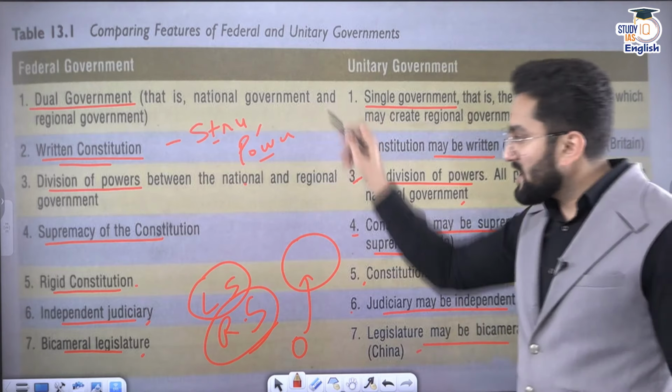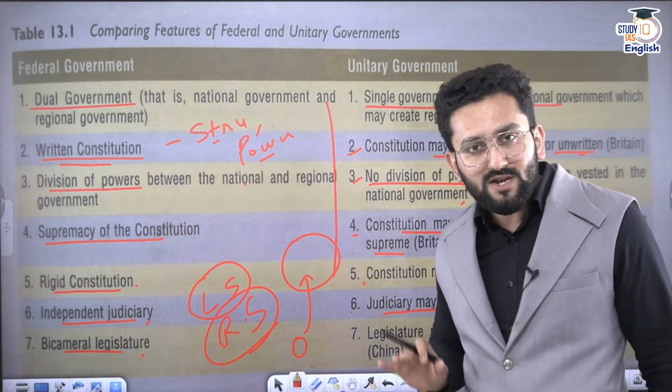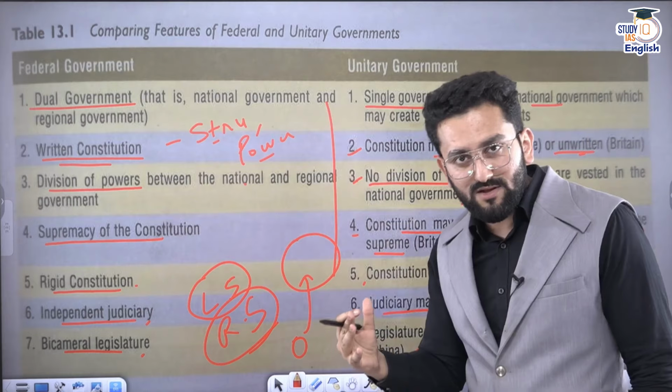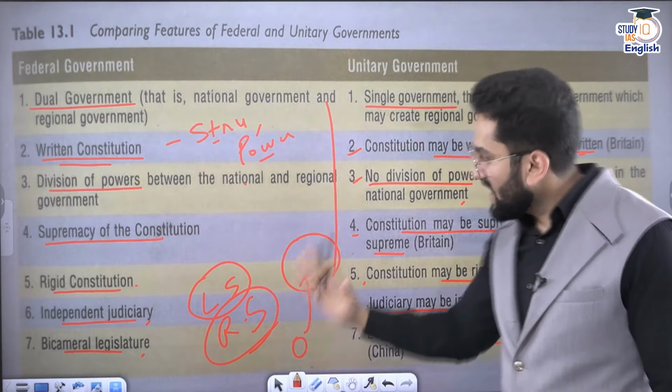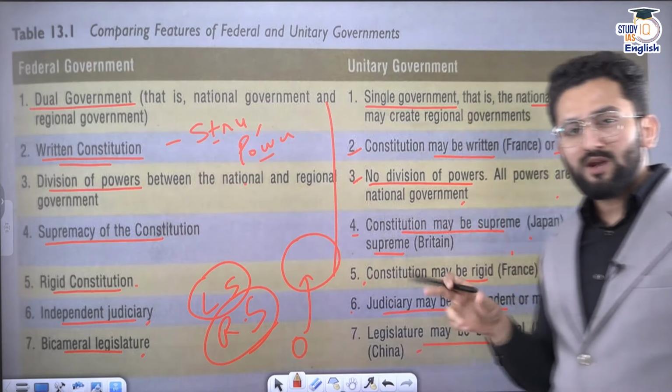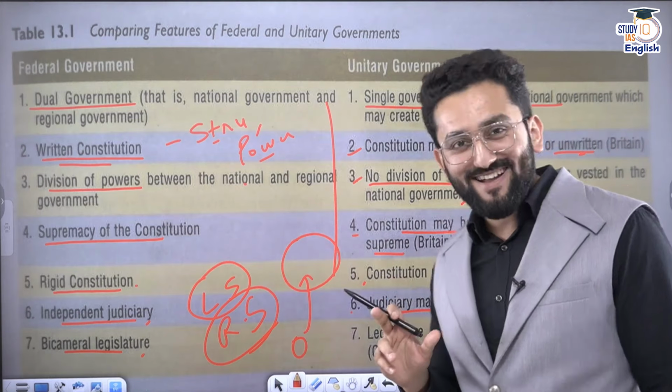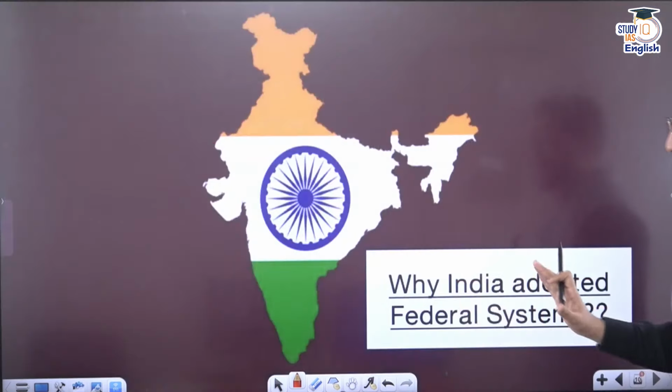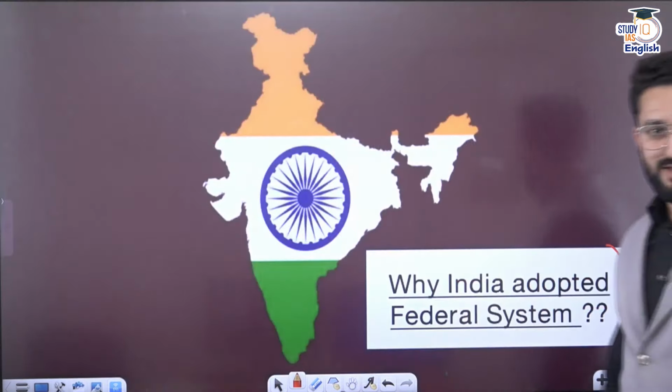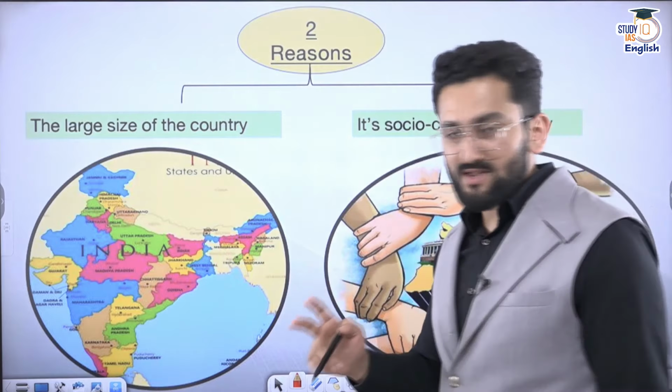So you should remember the features of federal government. You should be clear about the concept and the logic behind them. And in the case of unitary, you can consider it as maybe. Okay, so I think it is clear to you now. Now, why did India adopt a federal system? Two major reasons.